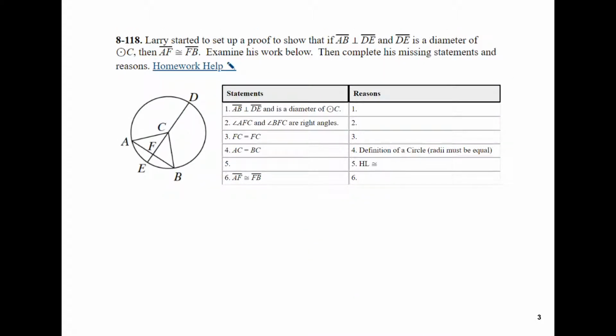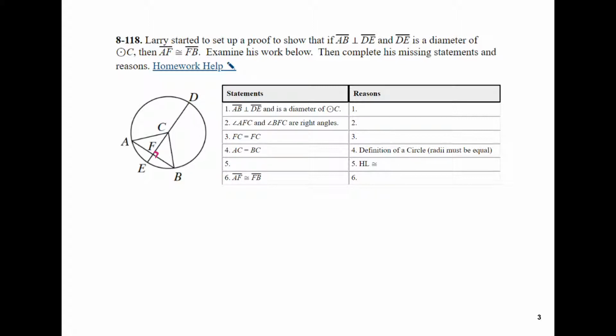8-118, Larry started to set up a proof to show that if AB is perpendicular to DE, so we say this is a 90-degree angle, because that's the definition of perpendicular, and DE is the diameter of circle C, then AF is congruent to FB. Examine this work below and complete the missing statements.